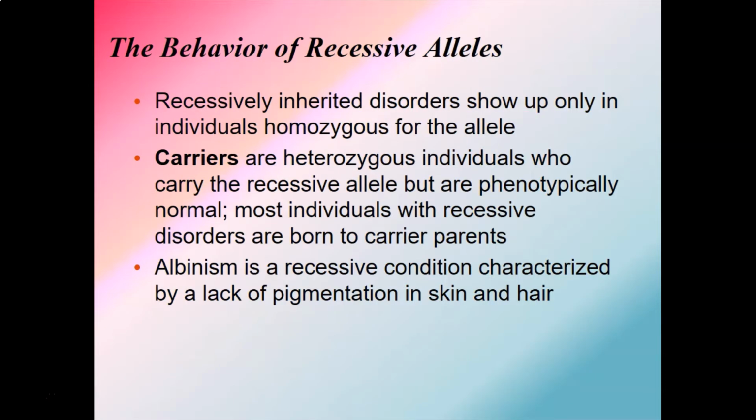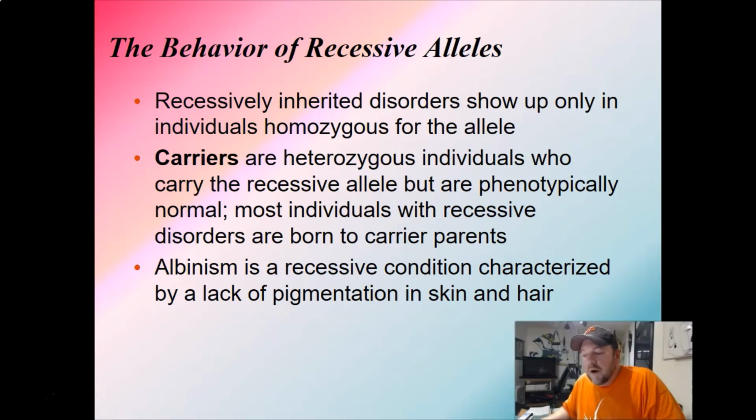Okay, so these recessively inherited disorders only show up in individuals homozygous. Now realize what that says. The disorder shows up, but you can still carry it. Carriers are heterozygous individuals who carry the recessive alleles but who are phenotypically normal.